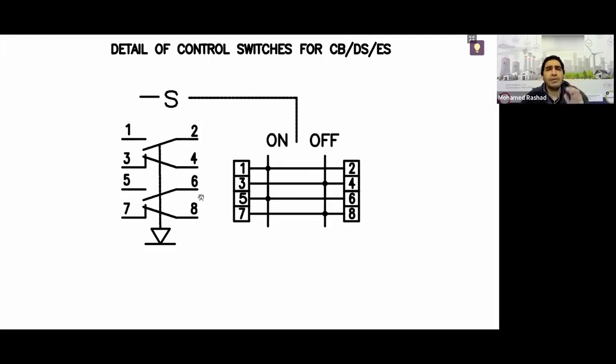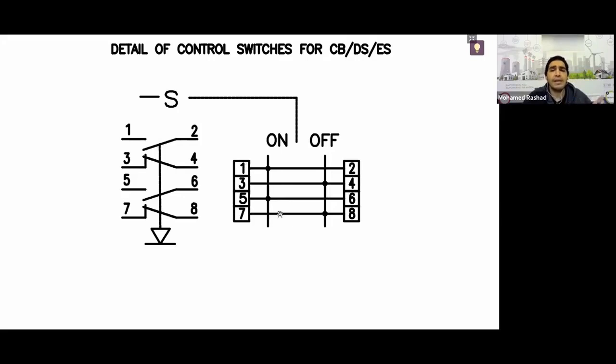When you turn it off, 3 and 4 change their position, and 7 and 8 change their position. You are now in dual open position. Others are dual closed. These remain open as they are, and those are closed. When you switch to the on position, 1, 2, 5, and 6 become closed, and 3, 4, 7, and 8 become open.